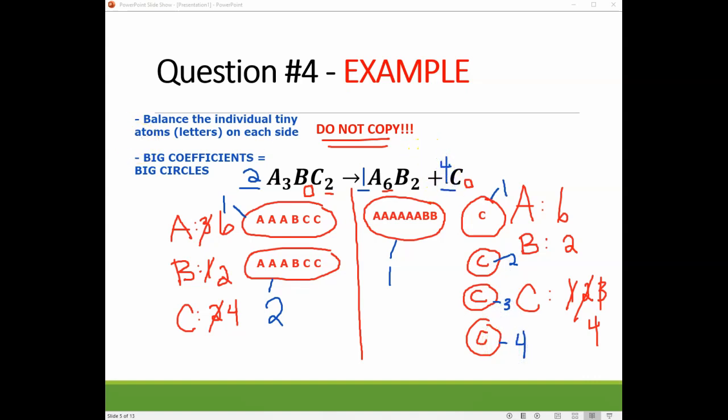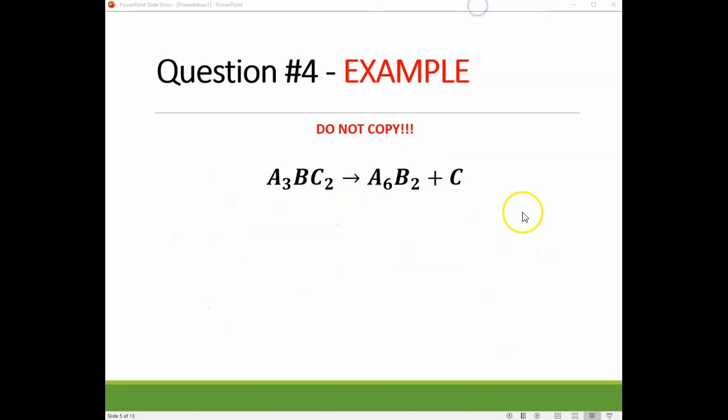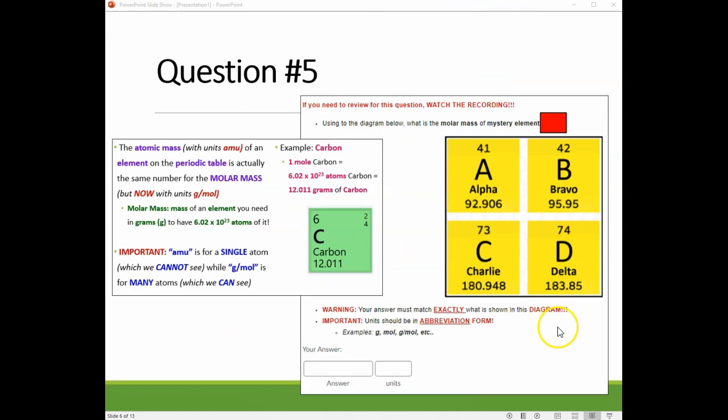All right, so that should help you with question number 4. Again, you'll need to balance your own unique equation. Everybody has a different one. Please pause the video and continue playing when you're ready.